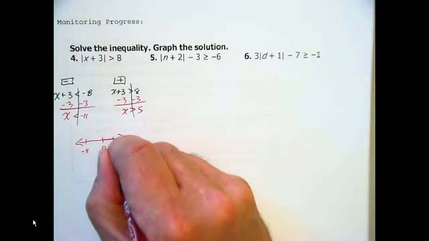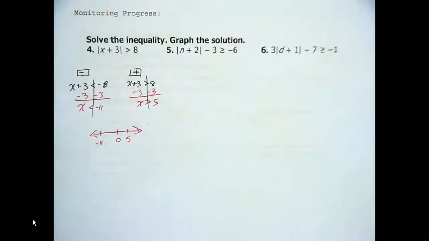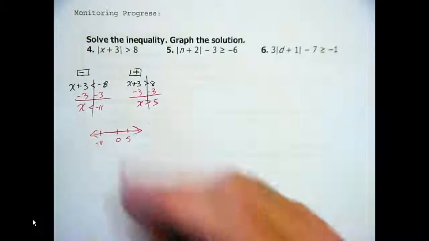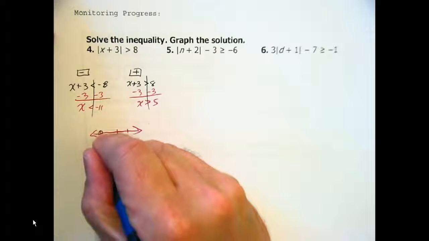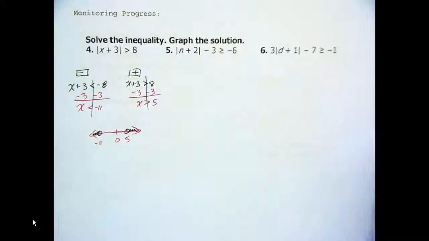Tell your neighbor how you did on, at least, the inequality piece on that. You get that? Okay. And we shade away this time. So that is an OR graph.